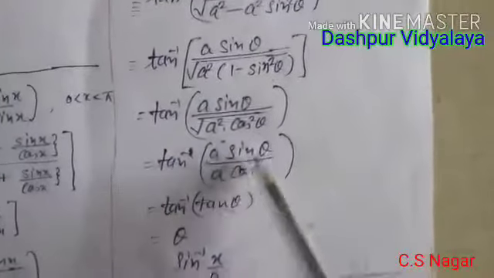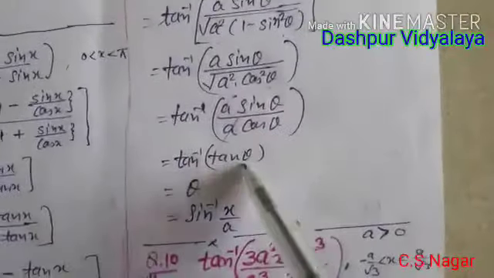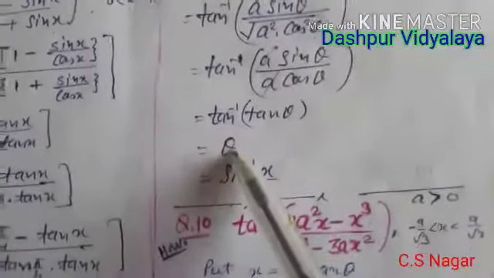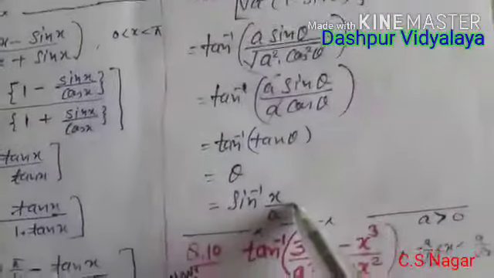Here a cancels out, sin theta upon cos theta is tan theta. Now tan inverse and tan both cancel out, only theta remaining, and in the last step, in place of theta write sin inverse x upon a. This is our simplest form.